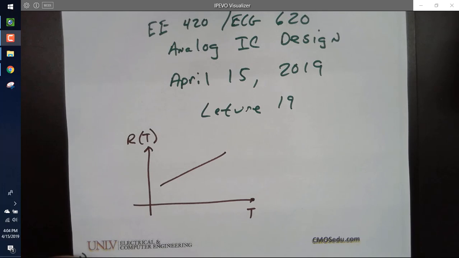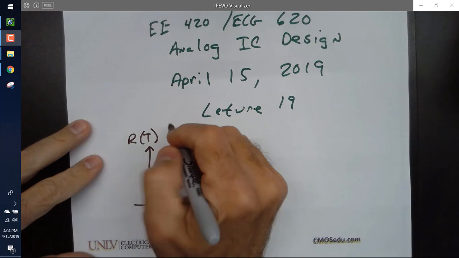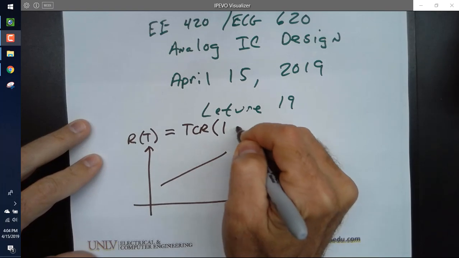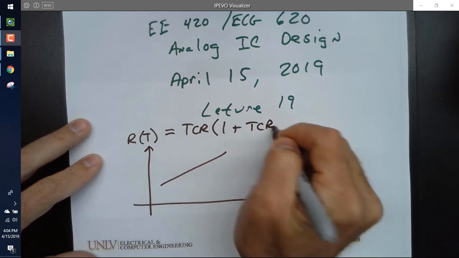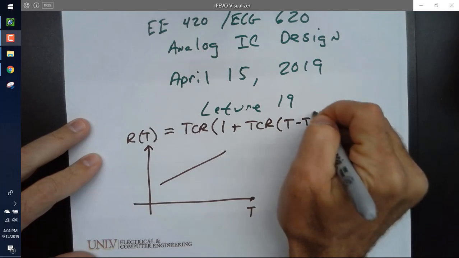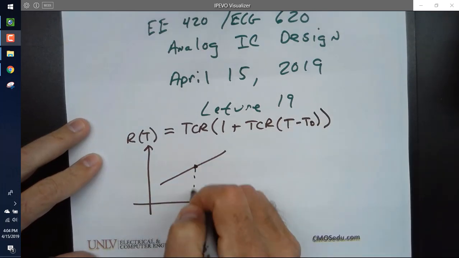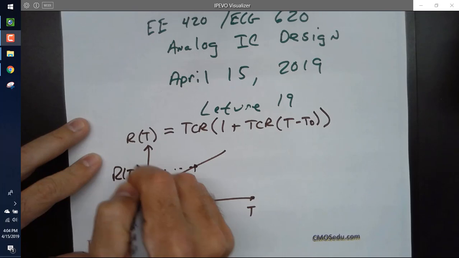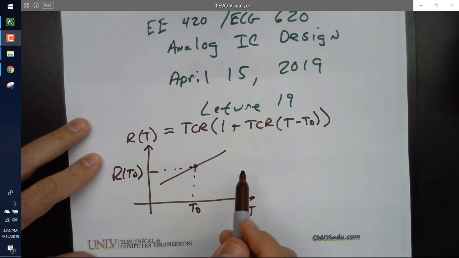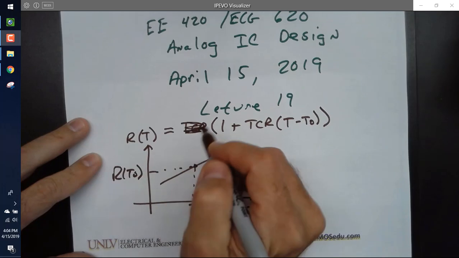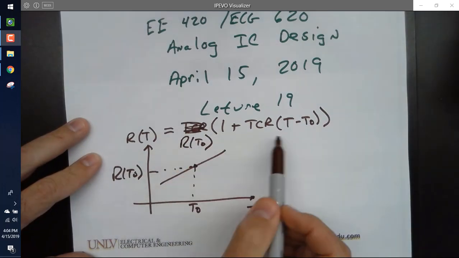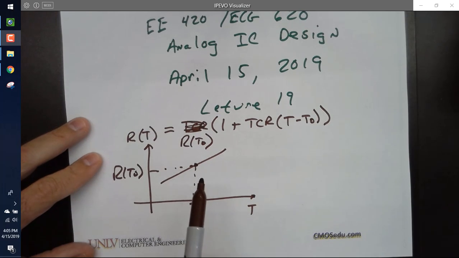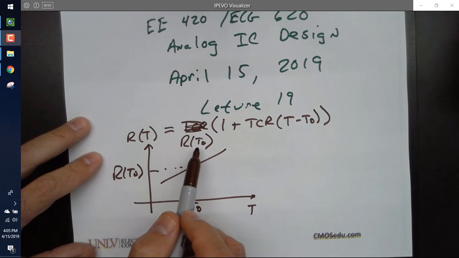So you can use resistors to sense the temperature, but a lot of times you don't want things to change with temperature. So the way this curve is described is R of T equals R of T0 times 1 plus the temperature coefficient of the resistor times T minus T0. And so at some measured temperature T0, you get R of T0. If you plug in T equal T0, what does this equation reduce to? R of T0, right?